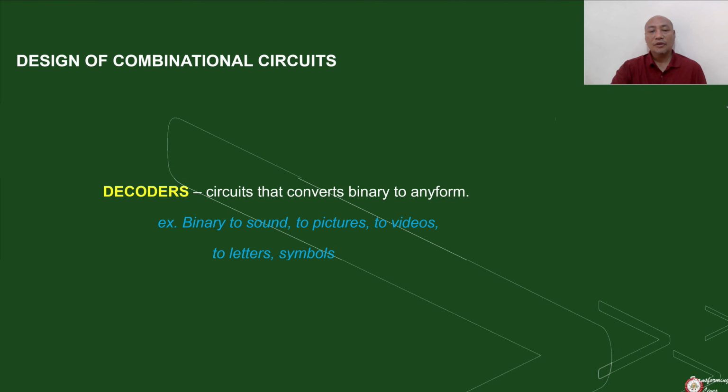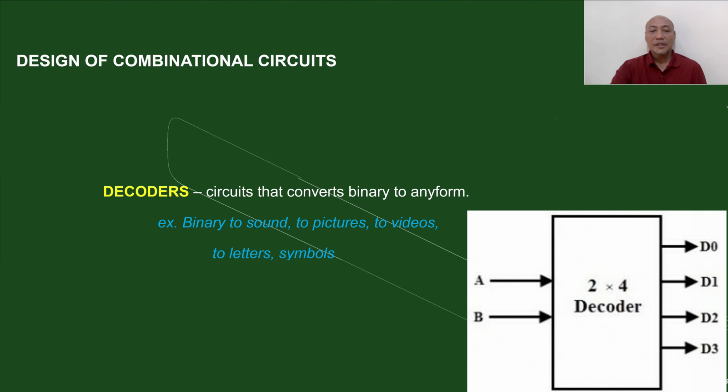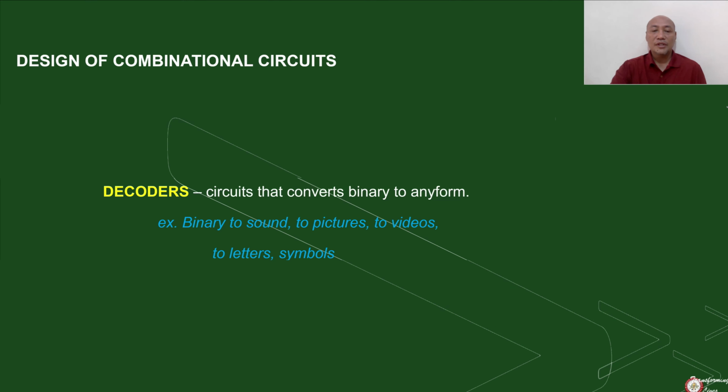So how about decoders? Decoders are responsible for converting binary information back into its original form. If we listen to music, what is being processed by our computer is binary information. Before we can really listen to it in the form of music, it has to be decoded. That's why we have different forms of decoders such as MPEG, MP3, MP4, and the like.